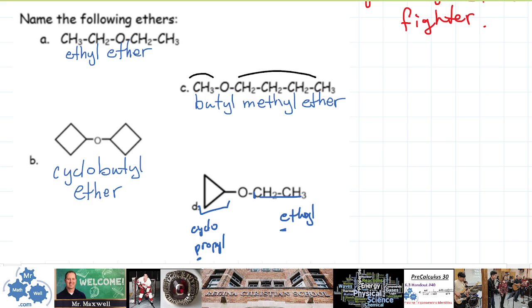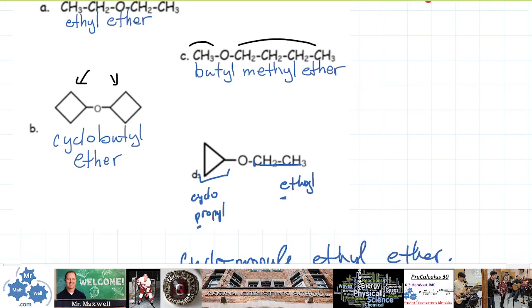Well, that was C, I guess. B, down over here. So this is the same on both sides, so we only have to name it once. What is it? It's a butyl. It's cyclobutyl ether. It wouldn't be wrong to put di in front of there, but you don't have to.